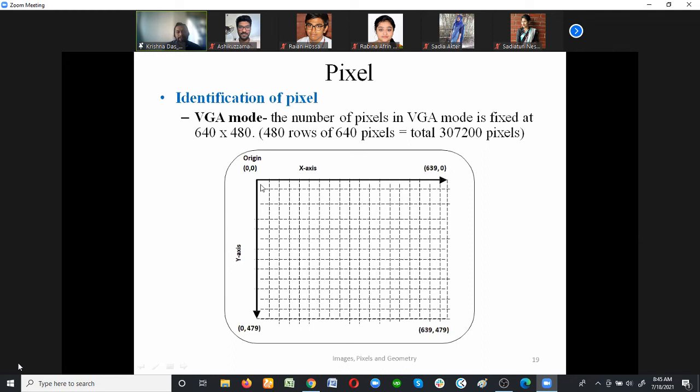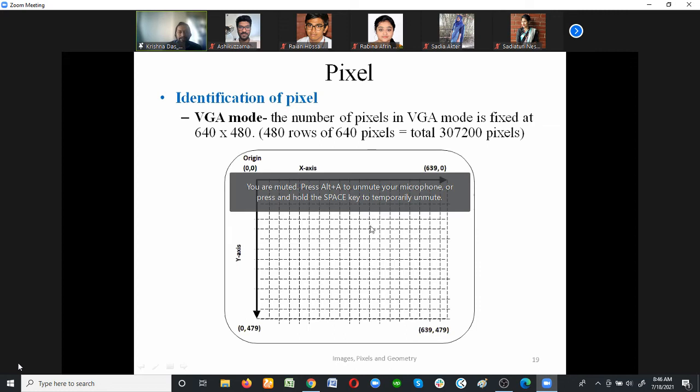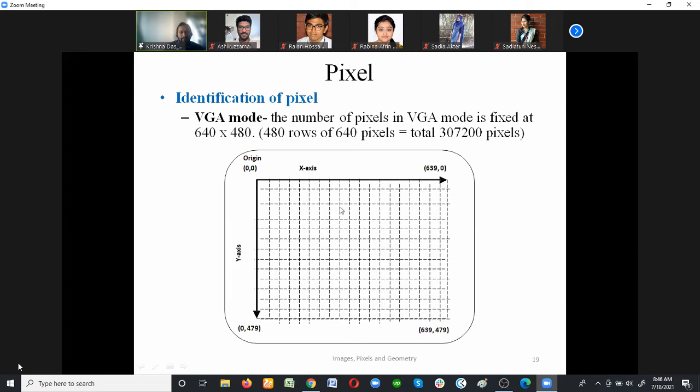Address means this is maybe the first one, second one, third one, and so on up to the last one, which is pixel number 307,200. And we can identify any individual pixel by using some formula. Now if we consider the coordinate value, say the 0,0 coordinate, what should be the pixel address?